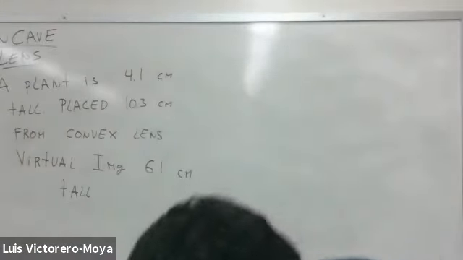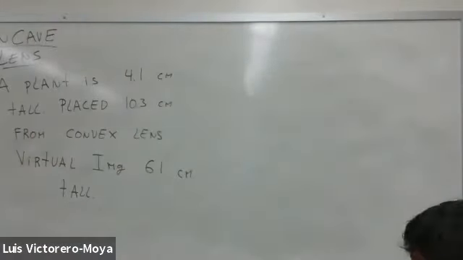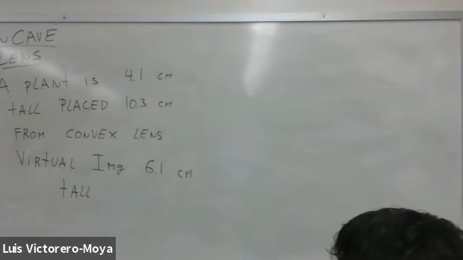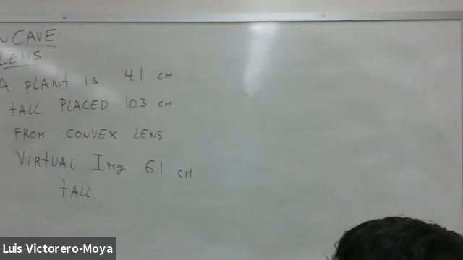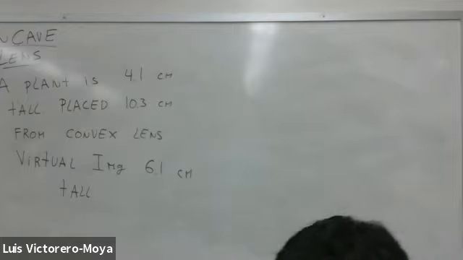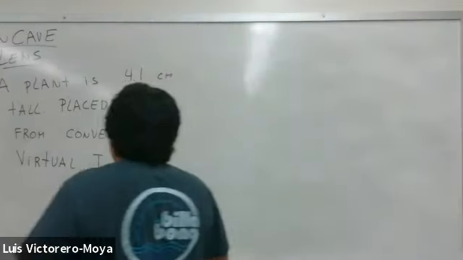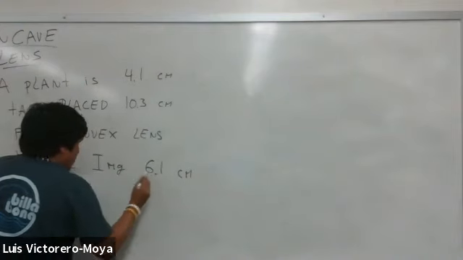All right. Think about it for a second. A plant is 4.1 centimeters tall and is placed 10.3 centimeters from the convex lens. You have a virtual image, 6.1 centimeters tall. Find the focal length.